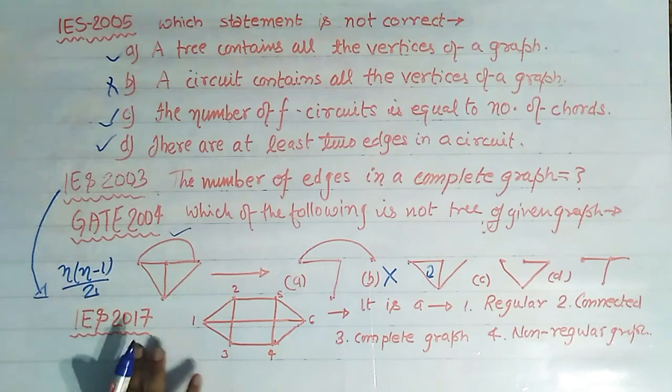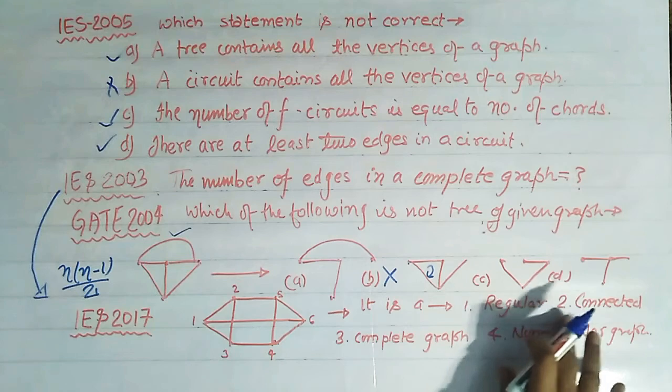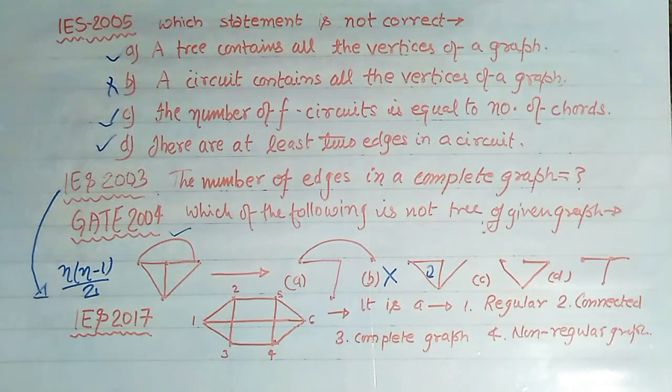Now take this question that has been asked in IES 2017. Here this graph is given and we have to tell which of these four options are associated with this graph. So first is this is a regular graph, second is this is a connected graph, third is this is a complete graph, and fourth is this is a non-regular graph. So here the answer is it is a regular and connected graph.